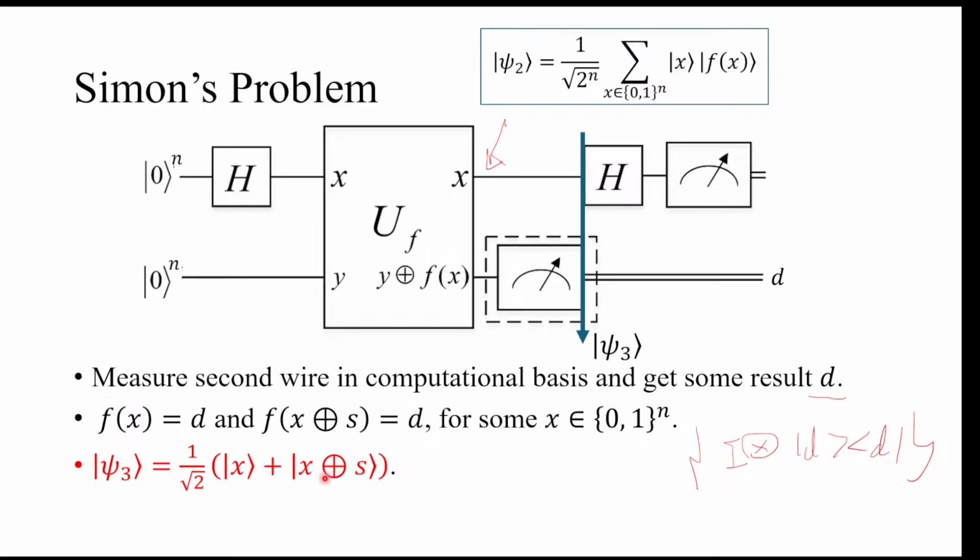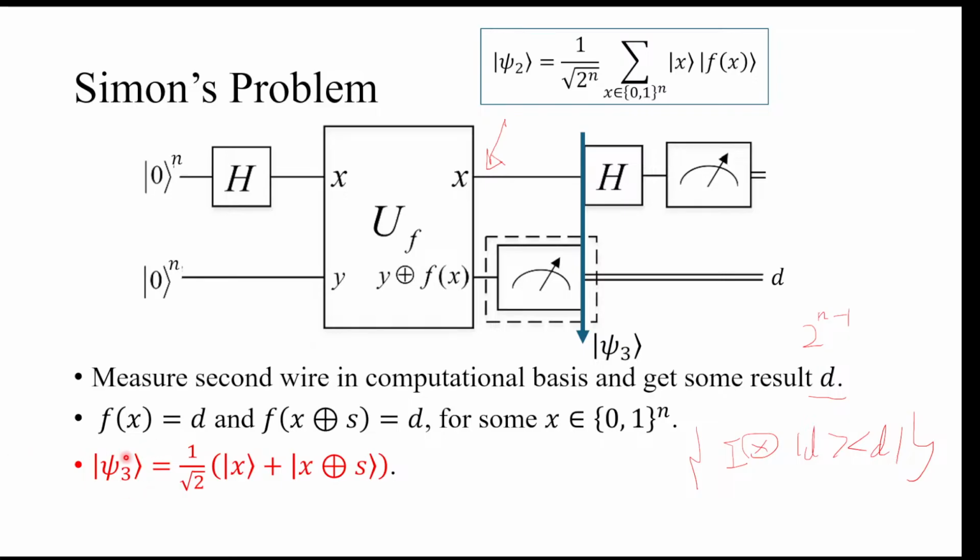Okay. So this step 3 here is the important part of the analysis. You project onto the outcome. After getting your outcome being some f(x), let's say the outcome is D, where D is one of the possible 2^(n-1) outcomes. So you get some D, and then on the first register you get a superposition between x and x0 plus s, or x and y, where f(x) and f(y) both equal D. So after getting outcome D here, the first register is a superposition of the two pre-images of D.